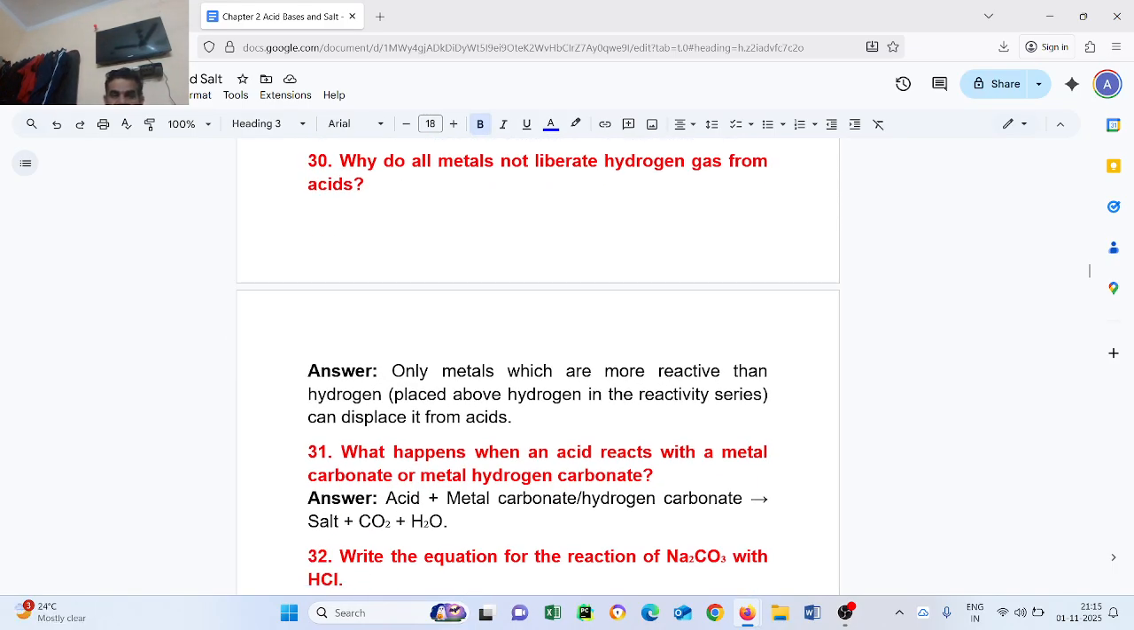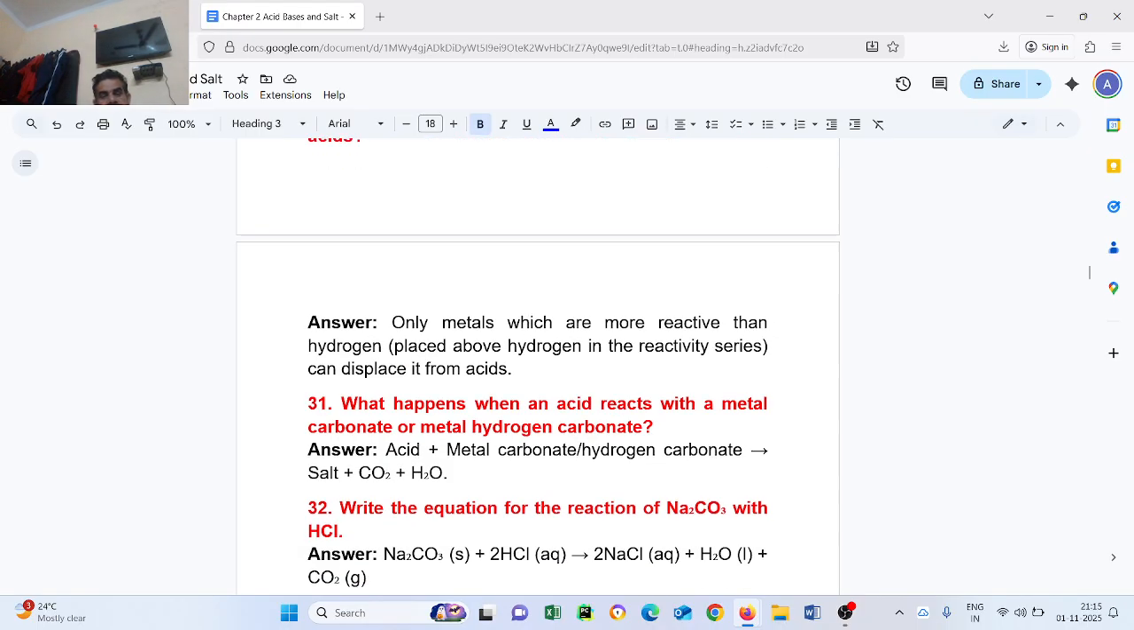What happens when an acid reacts with a metal carbonate or metal hydrogen carbonate? Acid plus metal carbonate or hydrogen carbonate gives salt plus carbon dioxide plus water.